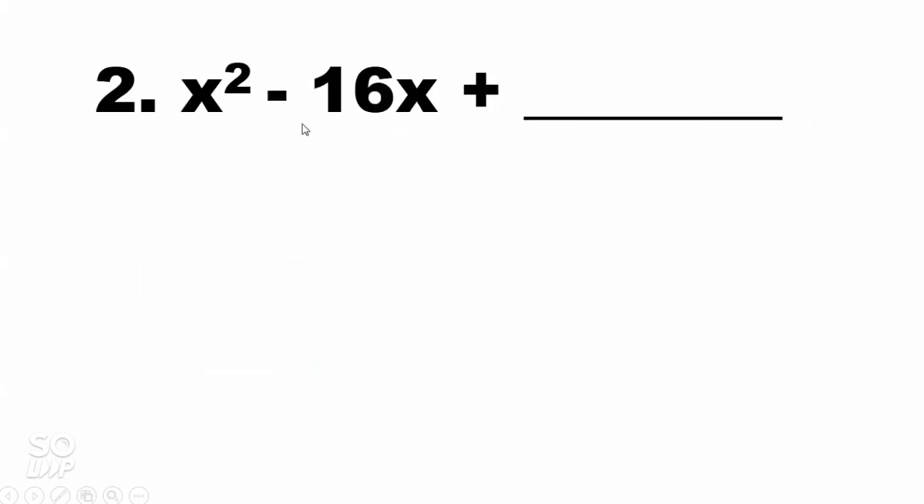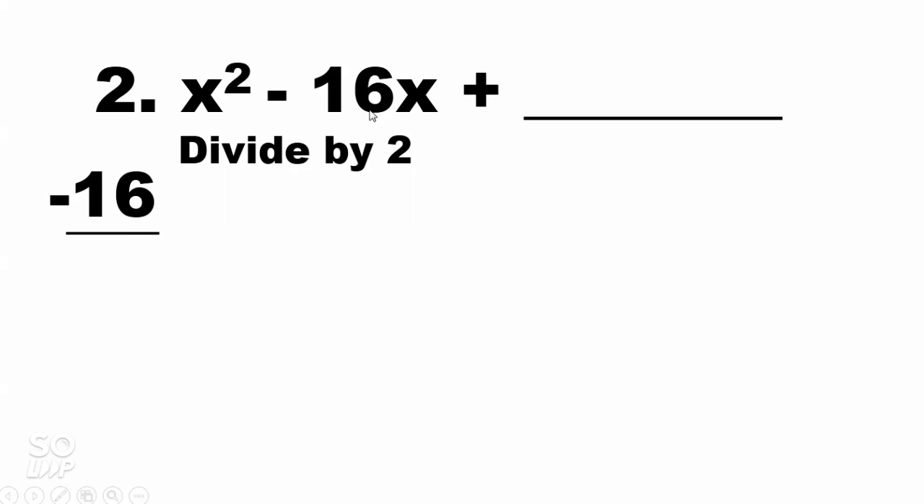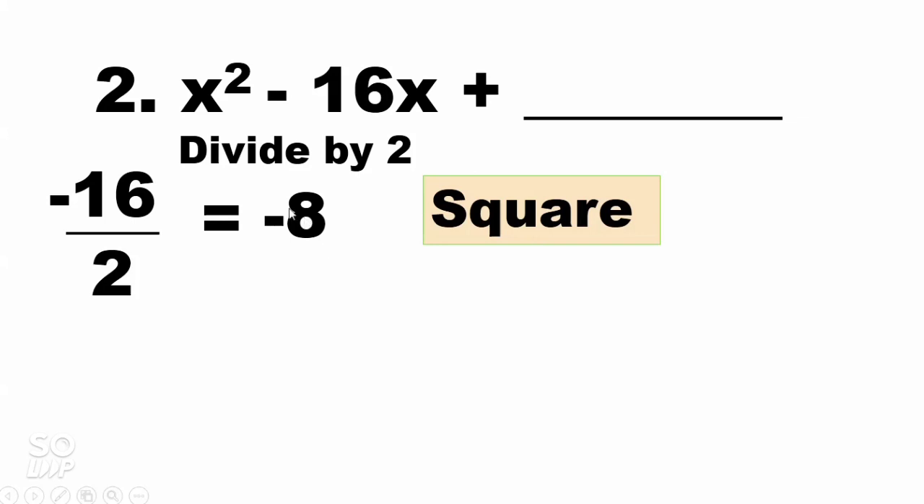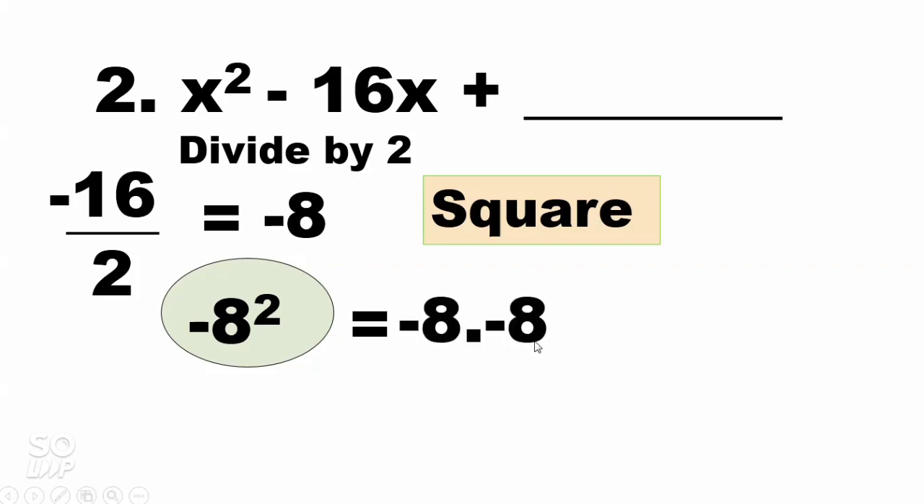Next, number 2. X squared minus 16x plus blank. Ano kaya dito sa pangatlong term? Ano kaya i-add natin na number? Okay, so again, yung coefficient ng middle term which is negative 16 divided by 2. The answer is negative 8. And square lang natin yung negative 8. We have negative 8 squared. And it is equivalent to negative 8 times negative 8. And the answer is positive 64. So, yung 64 na yan, yun yung i-add natin sa trinomial natin para maging perfect square trinomial. We have x squared minus 16x plus 64.